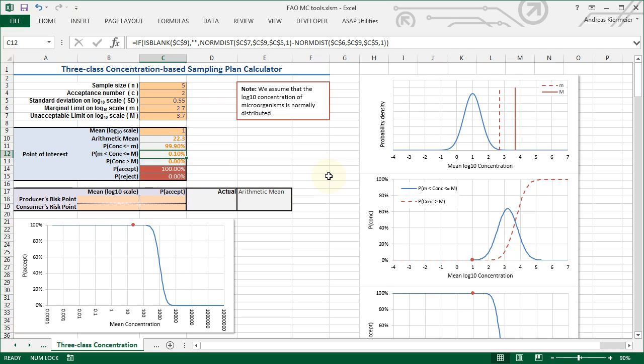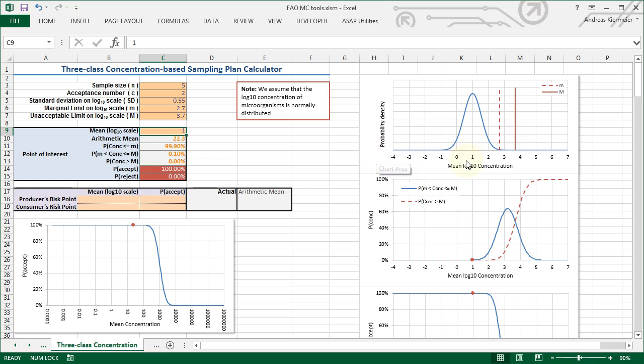It's only 0.1%, and there is virtually no chance of any analytical units from this particular lot to exceed the unacceptable limit. Hence, this particular sampling plan with c equals 2 and n equals 5 and these two microbiological limits has a probability of acceptance of basically 100%, provided the mean log 10 concentration is in fact 1.